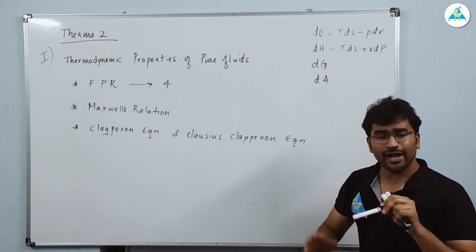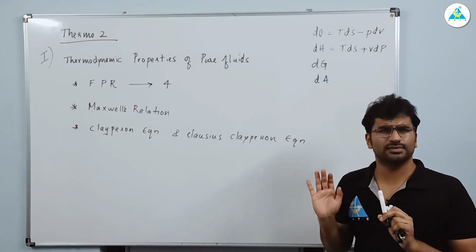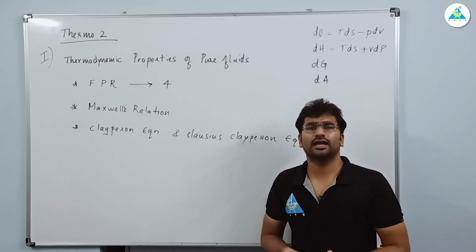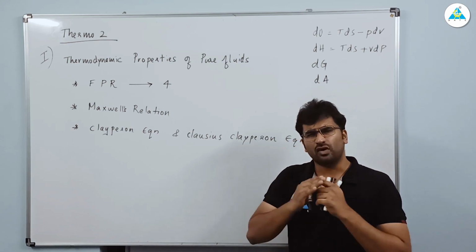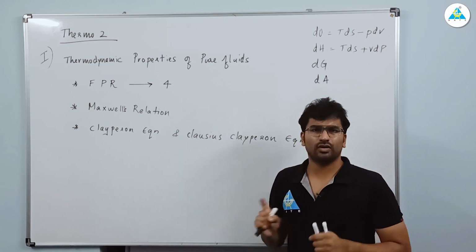Why I am discussing this is because in this chapter itself you have a lot of syllabus. If you see the Smith and Van Ness book, or the K.V. Narayanan book, or the Koretsky book, any book, you have a vast syllabus. But from that syllabus, what are the important topics I am saying?